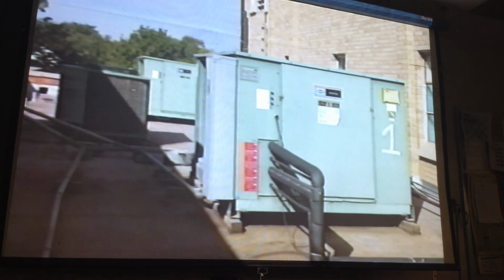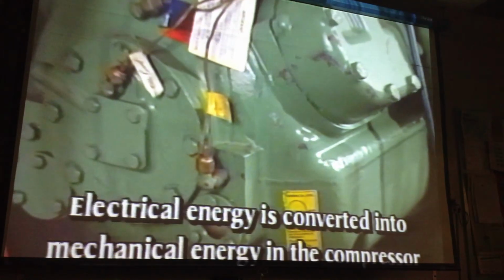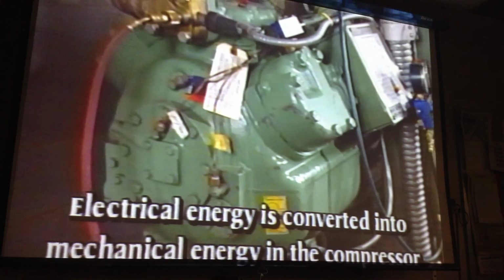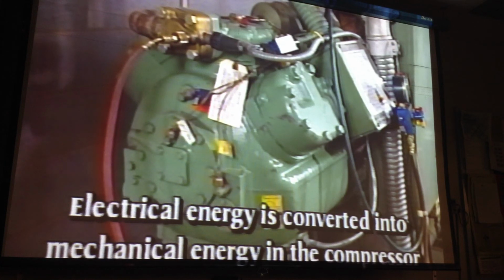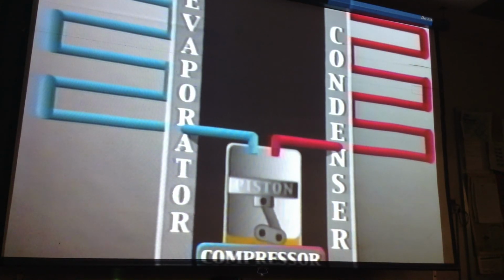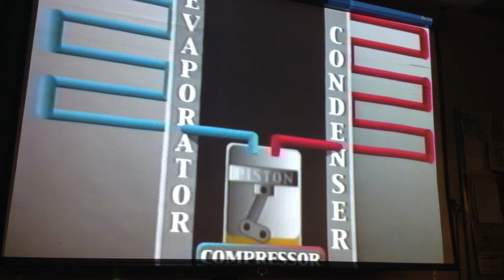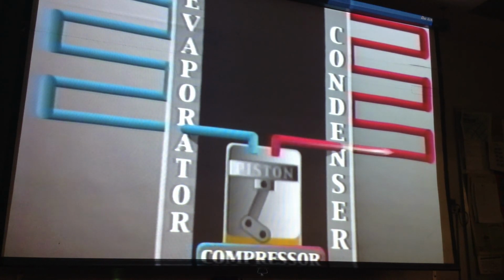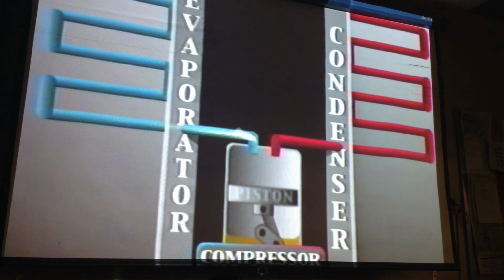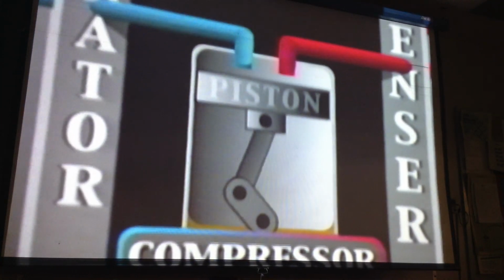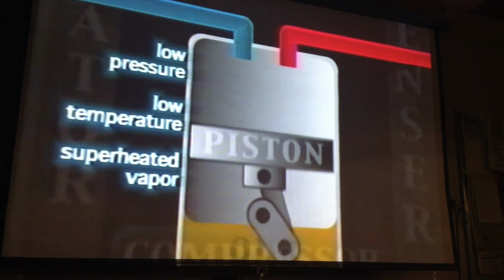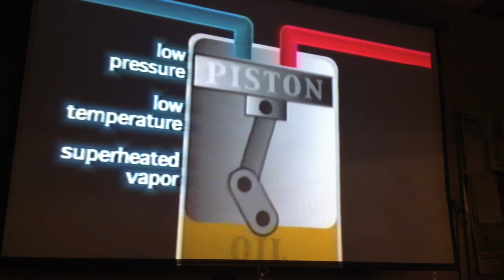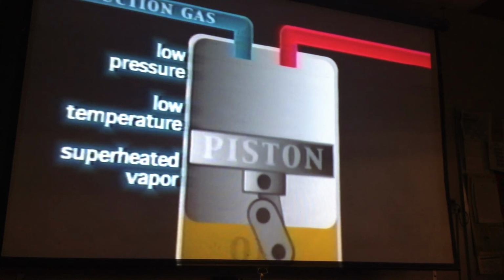The refrigeration cycle is part of a mechanical system that converts electrical energy into mechanical energy in the compressor. The pumping action of the compressor, the mechanical energy, is the force that draws refrigerant in from the evaporator and pushes it through the condenser. The compressor takes in a low-pressure, low temperature superheated vapor called suction gas.